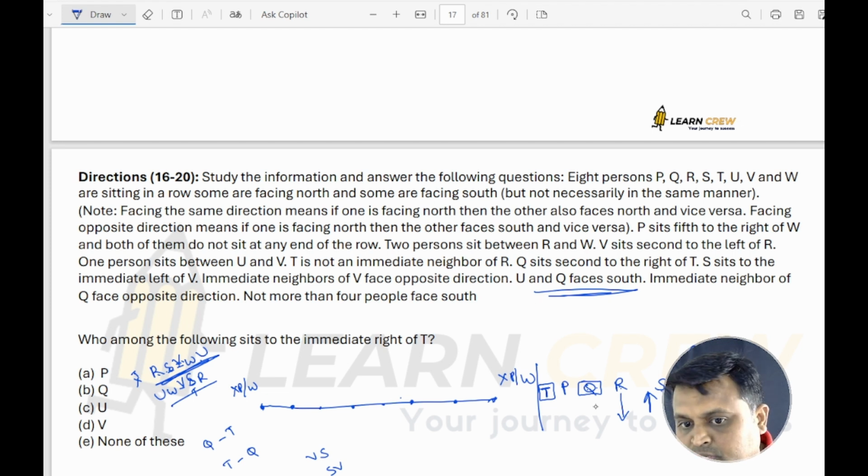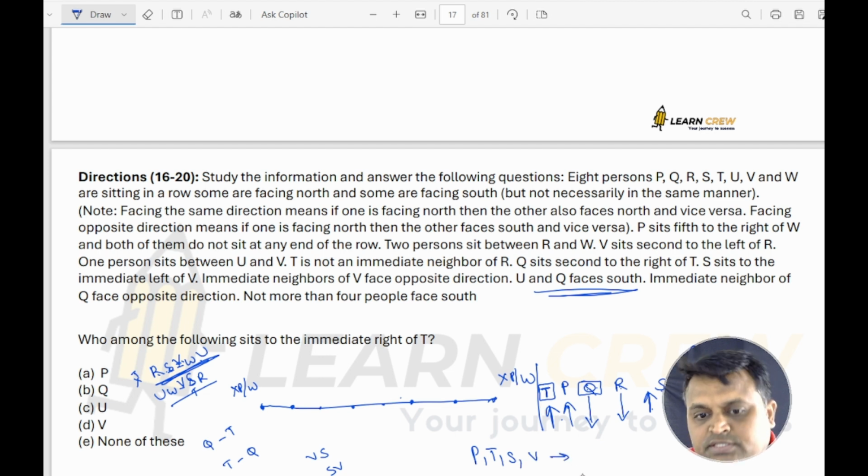U and Q face south. U is facing south. Q is facing south. So now T is facing north, because already 4 persons have faced south. The remaining person should face north. This is north and this is north. That's it, and P also faces north. So P, T, S, V are facing north, and Q, R, W, U are facing south.